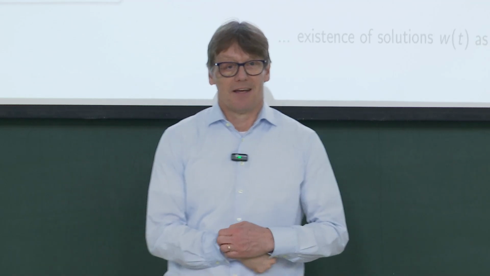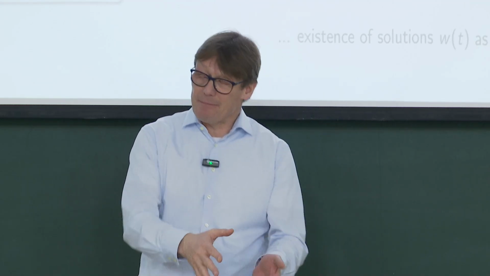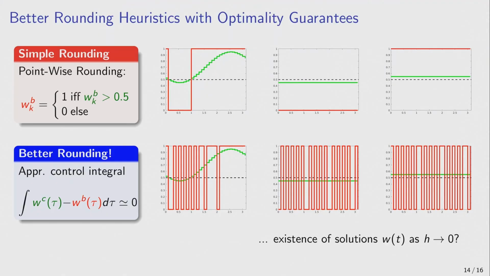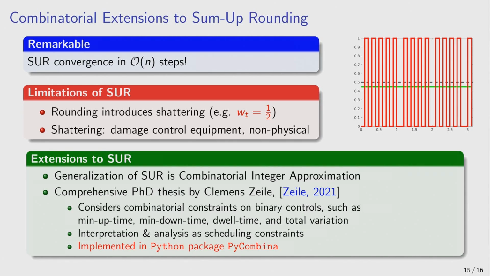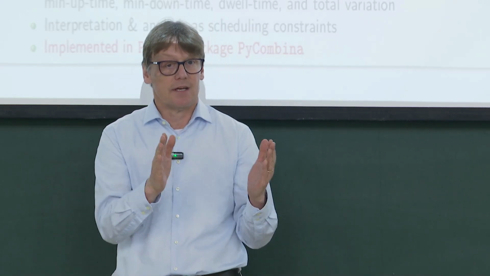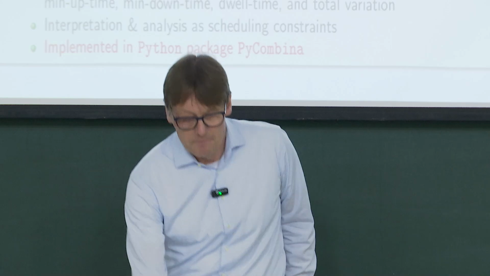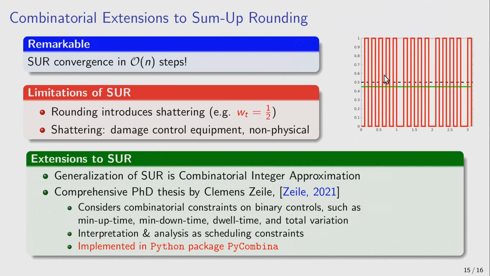And so even though there's a beautiful convergence proof, implementing this in practice is not a good thing. This is where we come to some of the challenges that are still out there. Here's a sort of summary. This converges in order n steps, in the sense that I can bound the difference in the objective for a given delta t. But the rounding introduces a shattering behavior, that I go from 0 to 1 at very small or infinitesimal time steps. And that can damage control equipment. So please don't try that with your favorite stereo equipment or Xbox or something like that.